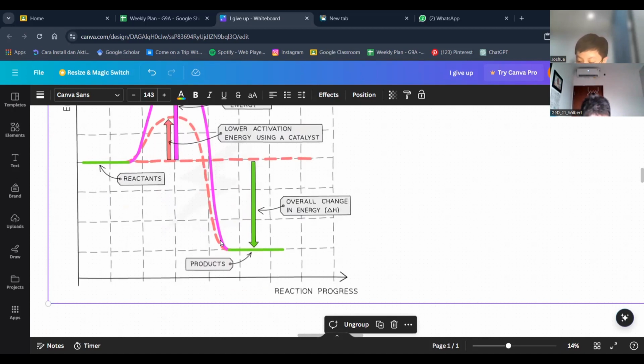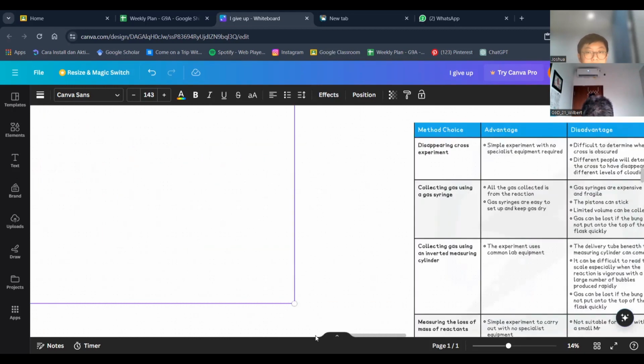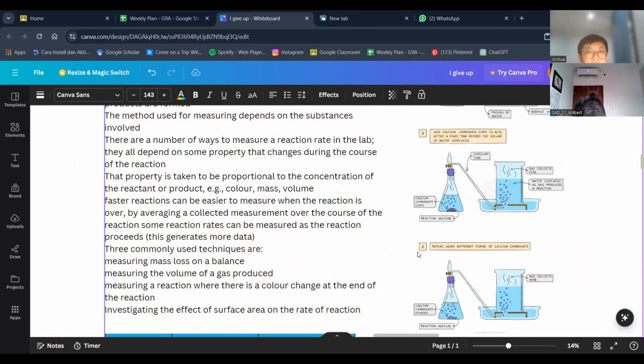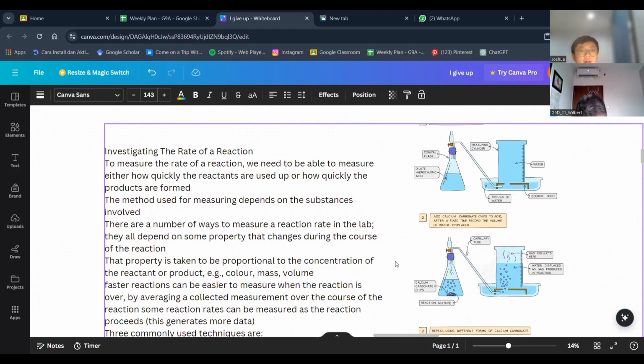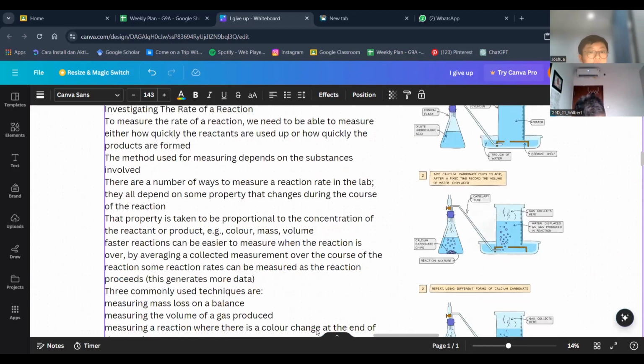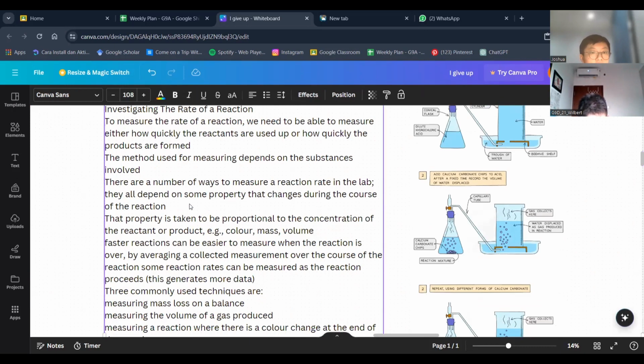Okay, so following that, next is investigating the rate of reaction. So there are a few ways we can do this. We can check the proportion to the concentration of the reactant or a product, like color, mass, volume. Faster reactions can be easier to measure when the reaction is over by averaging a collected measurement over the course of the reaction. Some reaction rates can be measured as the reaction proceeds.